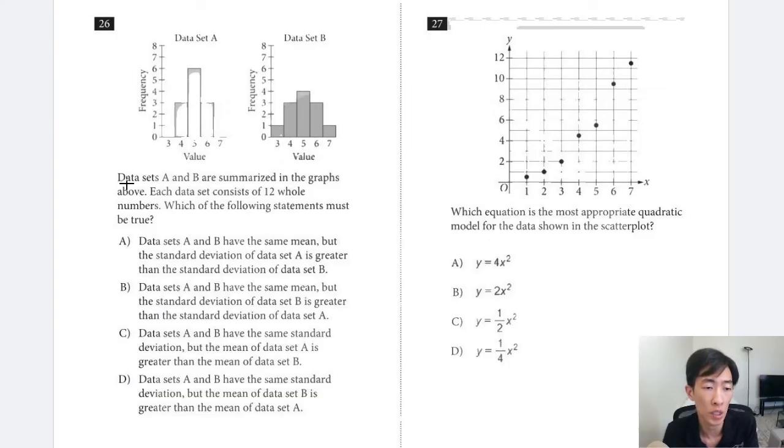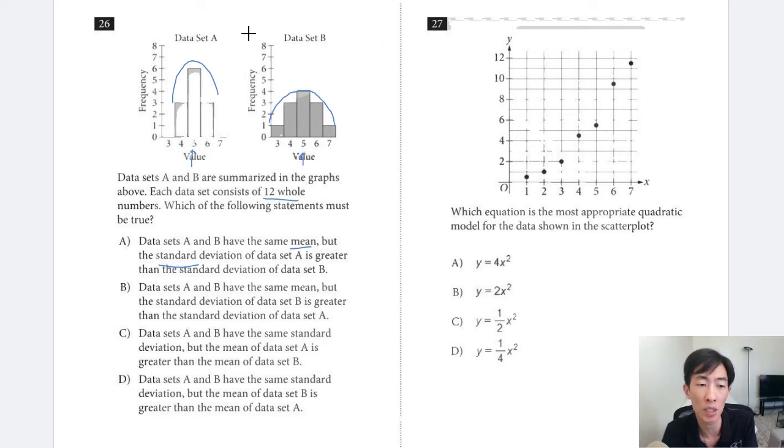26. Dataset A and B are summarized in the graphs above. Each set contains 12 whole numbers. Which statements must be true? So if you glance at the answer choices, you'll notice that we're talking about two things, the mean and the standard deviation. Every single answer choice has those. So you want to make a conclusion about those before you start reading through things. So notice that these graphs are perfectly symmetrical. So here and here, and they're symmetrical about the value 5.